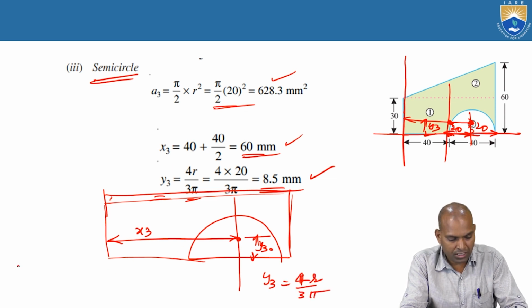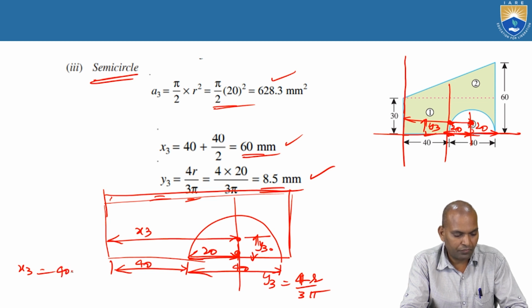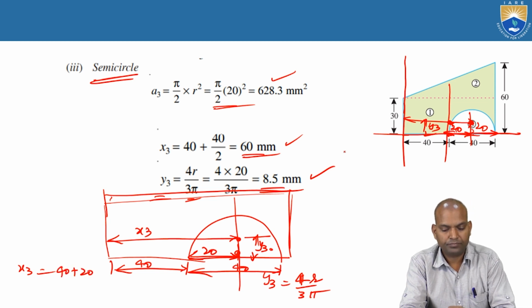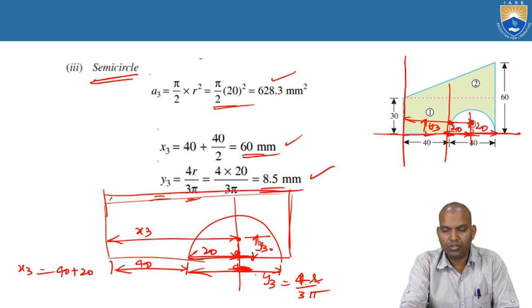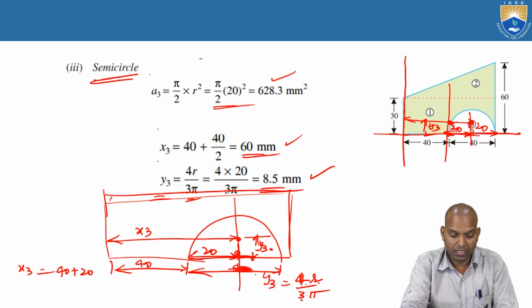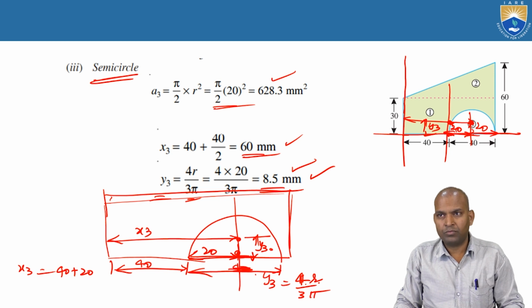What is x3 equal to? x3 equal to this distance, that is 40, and this totally is 40. From here to here is half of the distance, that is 20. x3 equal to 40 plus 20. y3 equal to 4r by 3 pi, 4 into r, which is 20 millimeters, by 3 pi. That is 8.5 millimeters. Very, very important here.